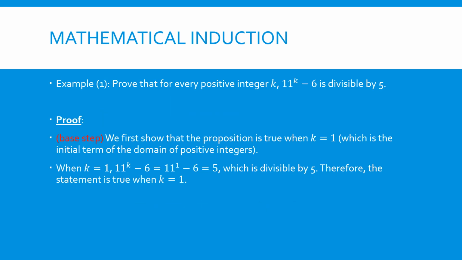Let's look at a real example. Prove that for every positive integer k, 11^k - 6 is divisible by 5. The domain of the proposition is positive integers. Therefore, the initial term is 1, the smallest positive integer. In the base step, we need to show that the proposition is true when k equals 1. This is easy, as 11^1 - 6 is 5, which is divisible by 5. And we have completed the base step.